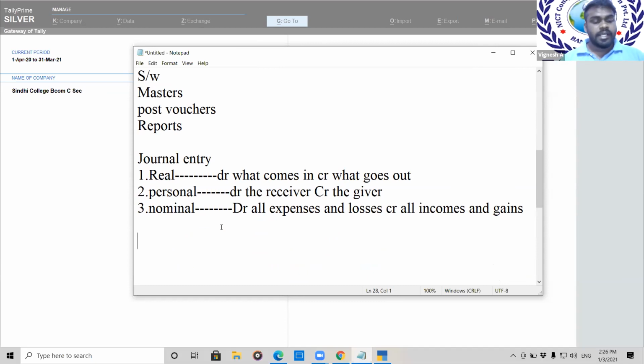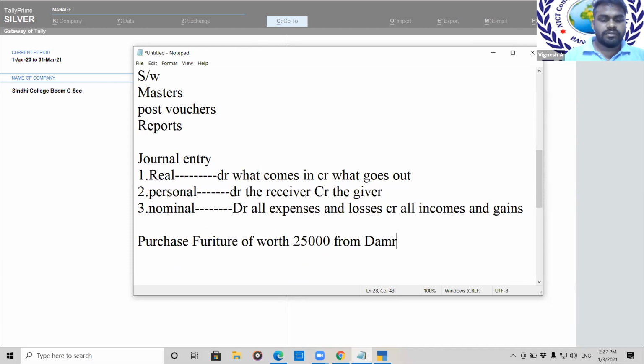For example, purchased furniture of worth 25,000 rupees from Damro Furnitures.